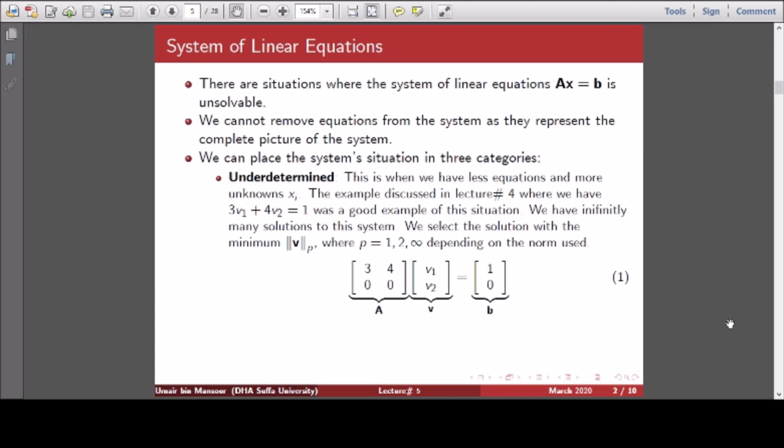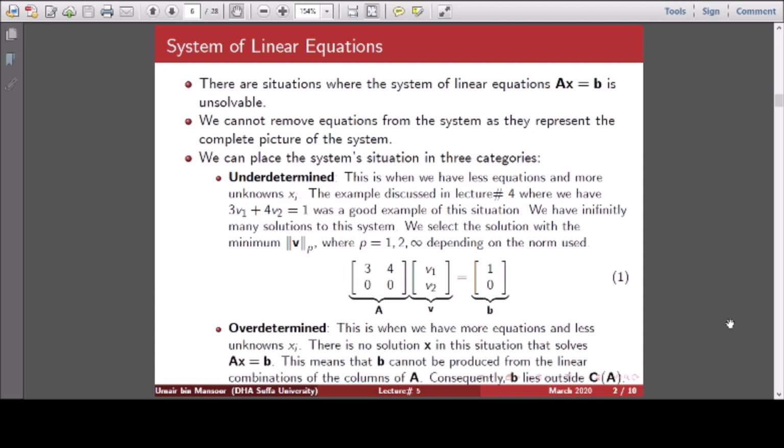In this situation, as you know from lecture number 4, you have infinitely many solutions. So we have to select a solution that is minimum in terms of a particular norm that we are going to select. We'll see each and every situation in detail.